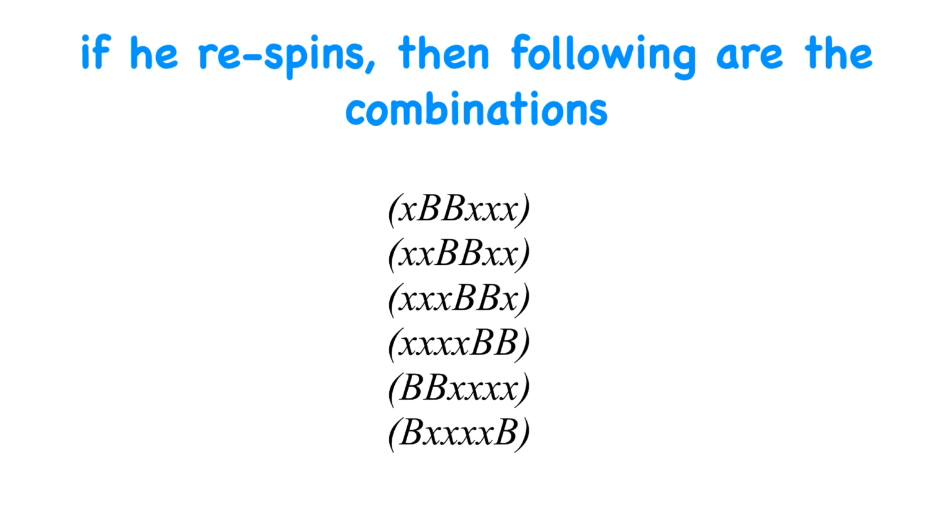If he respins, then following are the combinations. As we can see here, there are 2 possibilities out of 6 combinations where the lady will be shot. Looking at these possibilities, our odds of getting shot is 2 by 6 or 33%.